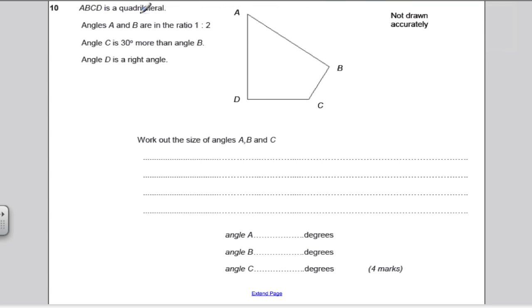Question 10. ABC is a quadrilateral. The angles A and B are in the ratio 1 to 2. So in particular, if the angle at A was, say, x, an unknown, the angle at B is twice that, so it would be 2x. Angle C is 30 more than B, so this angle here is whatever B was, and we've called it 2x, but 30 more than that, so 2x plus 30. And angle D is a right angle, so that's 90. It says work out the angles A, B and C.